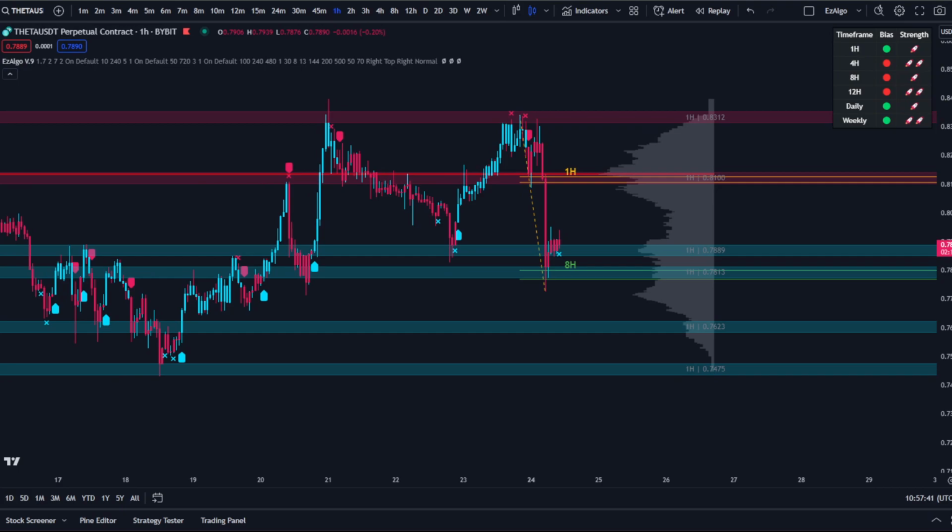Today, I'm going to be covering our new indicator, EzAlgo V.9. This is the updated EzAlgo trading indicator. I wanted to show you guys exactly what's new in this update and how you can use it to the best of its capabilities, and show you some really cool things that we've added.